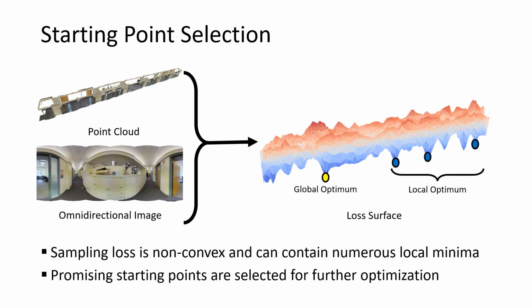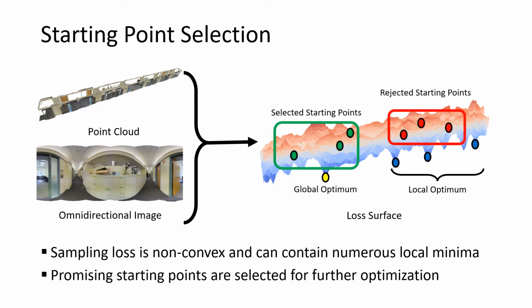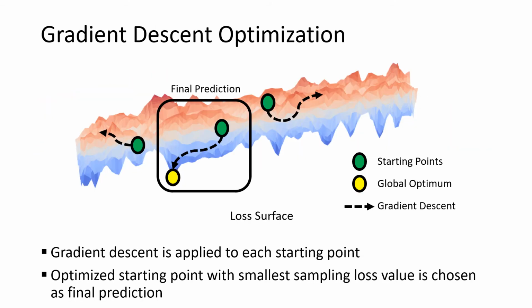To escape local optima, PICCOLO first selects decent starting points from various candidate locations within a scene. For each selected starting point shown in green, gradient descent is applied to minimize sampling loss. Here we show the optimization trajectories of selected starting points from the previous step. At termination, the candidate pose with the smallest sampling loss is chosen. In this case, the starting point marked with the box has converged to the global optimum after gradient descent.